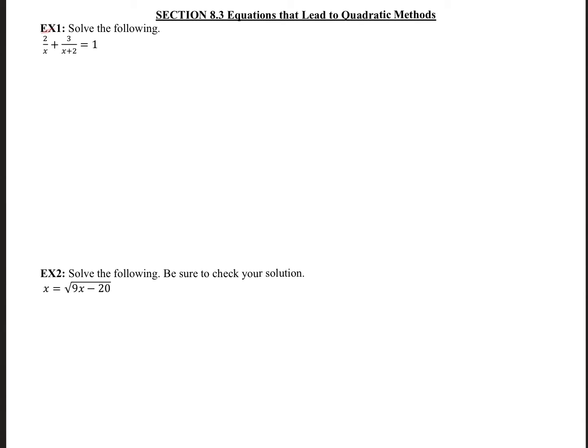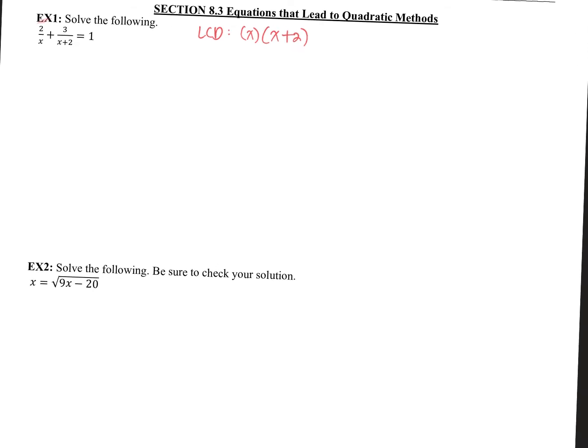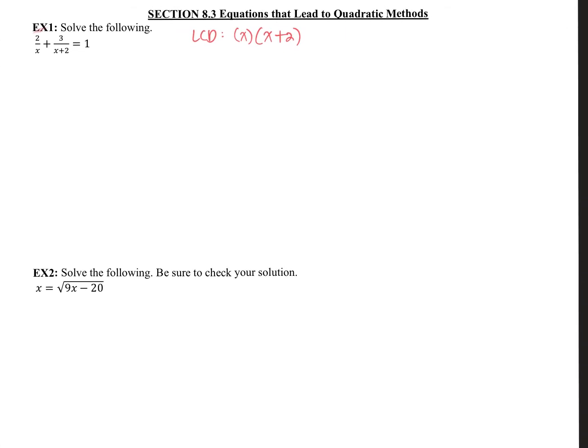So what do we have here? We have two fractions equal to 1. Well, as usual, I don't like working with fractions, and because this is an equation, I'll find the lowest common denominator and use that to get rid of the fractions. So the lowest common denominator is x times x plus 2. So let's go ahead and multiply both sides by the x and the x plus 2. Oops, let me fix that. There we go.